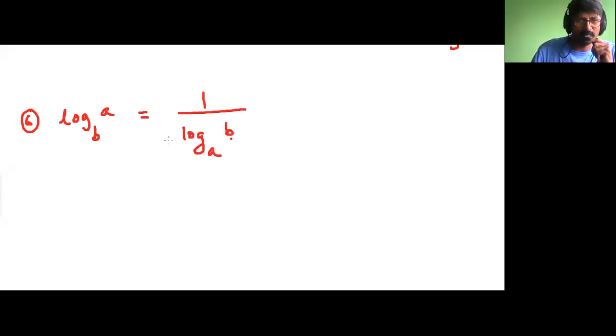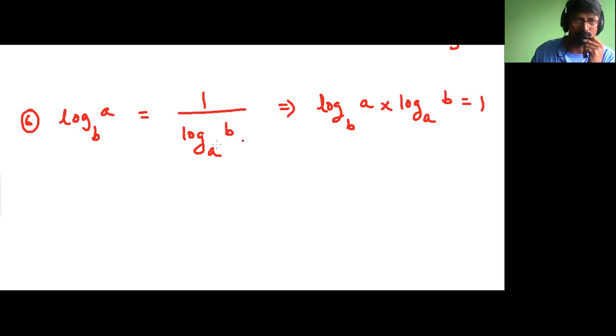Or it can also be written as log a to the base b into log b to the base a is always equal to 1. This is the same thing, just in a different format. Log a to the base b into log b to the base a is always equal to 1. You just take this term on the other side and then it becomes this kind of one. I hope you understood till here.